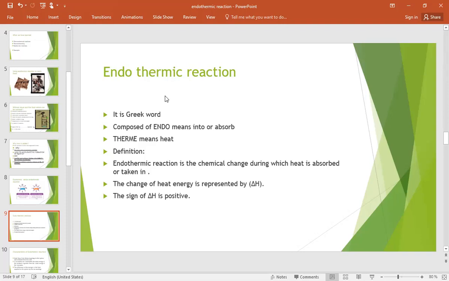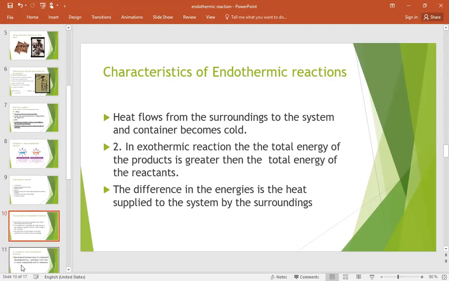So you can say that heat is absorbed in this reaction, and the heat energy is represented by delta H. The sign is positive. Why is it positive? We will learn more about it. What are the characteristics of an endothermic reaction?